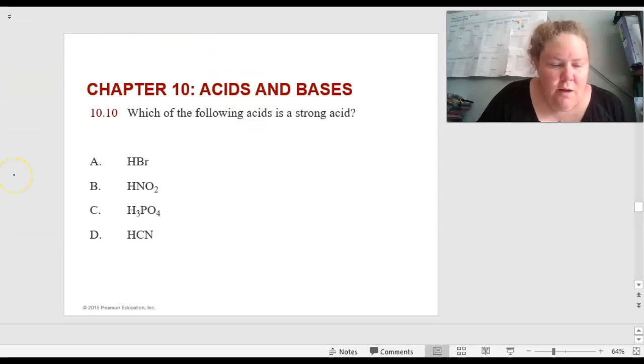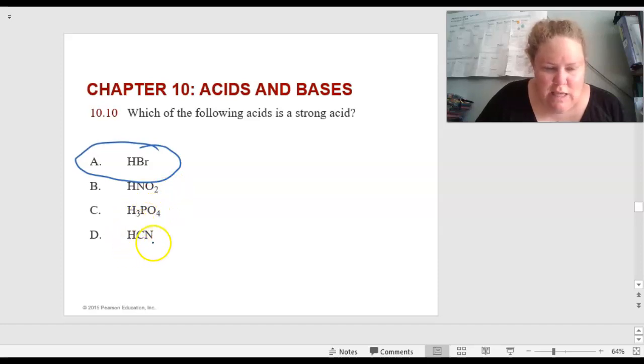And so the strong one on this list is going to be HBr, which is hydrobromic acid, and this is on that list of strong acids that's in your book. Nitrous acid down here is a weak one, and so is phosphoric acid. He's pretty weak. And then HCN is hydrocyanic acid, and he's also weak. So this is weak, weak, weak, and this one is strong. And again, that's from a list in your book.